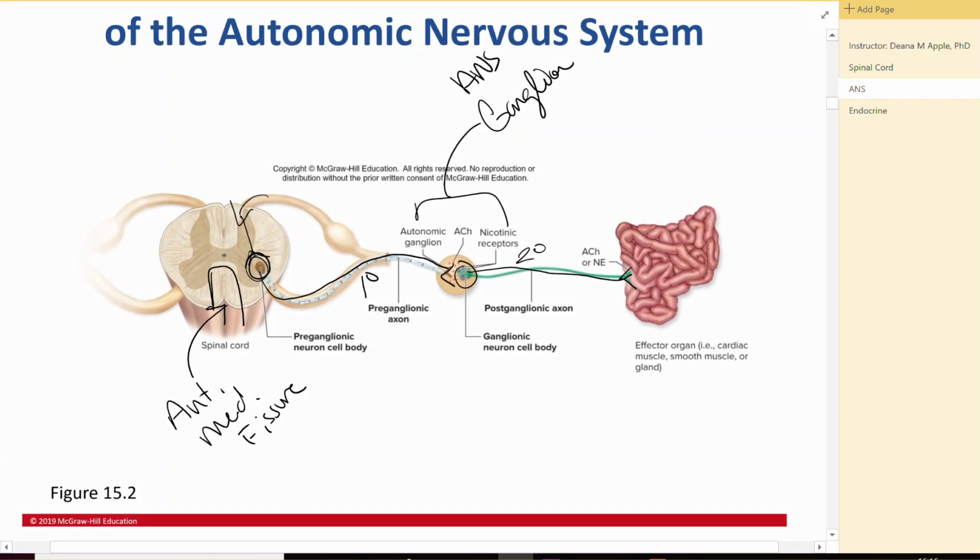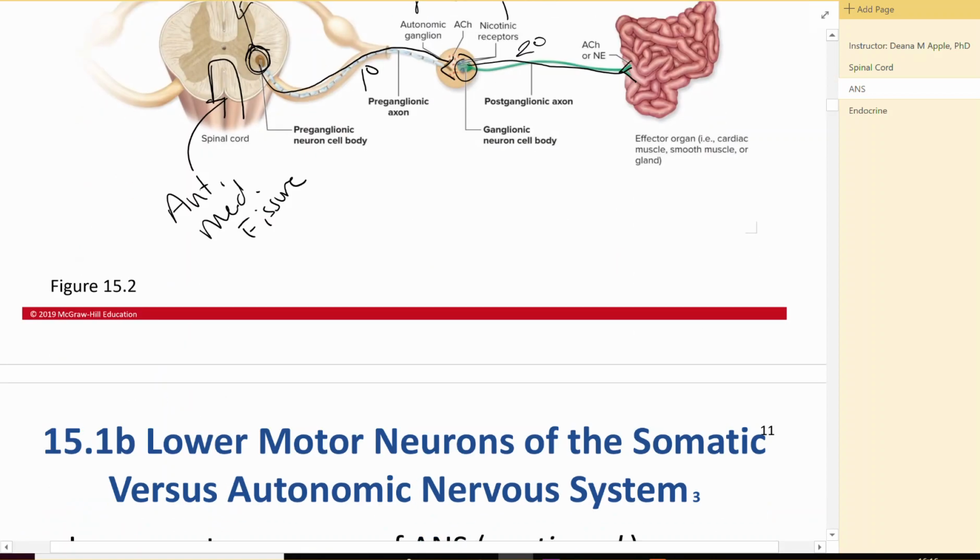In general. Okay, is everybody clear on this 2-neuron system? Is that making sense? Any questions I can answer on this? Okay.